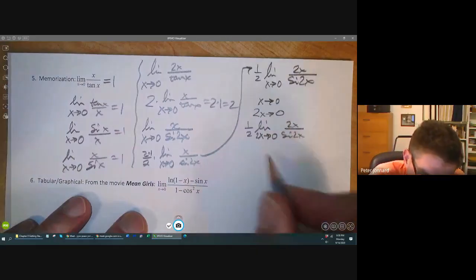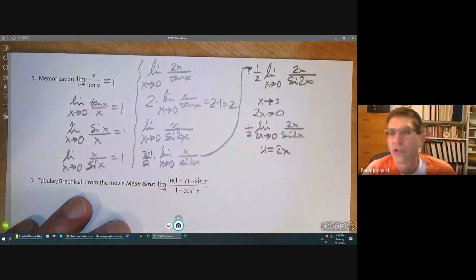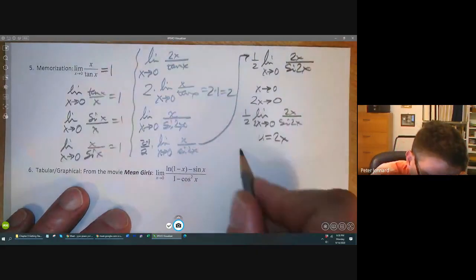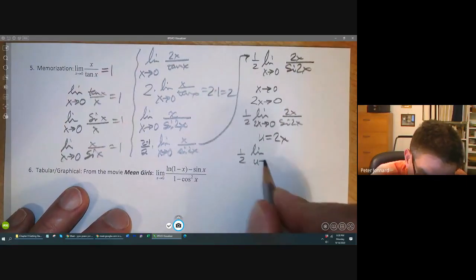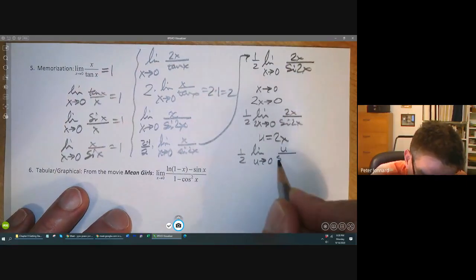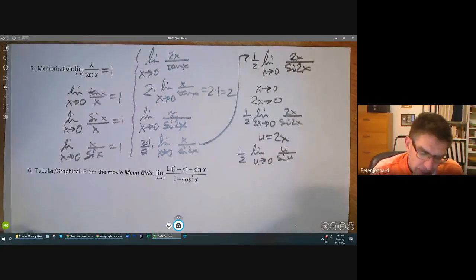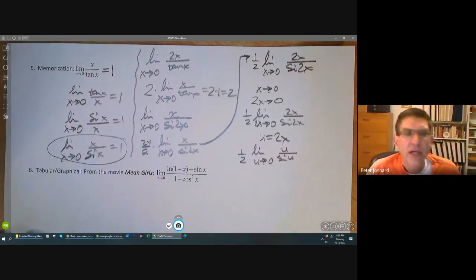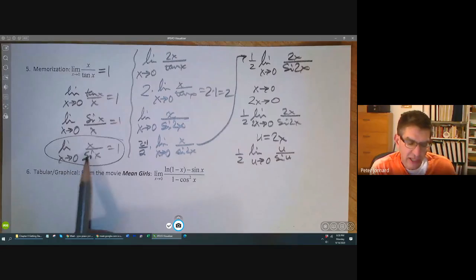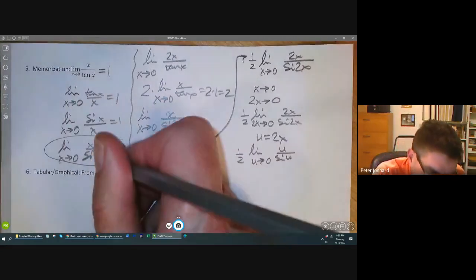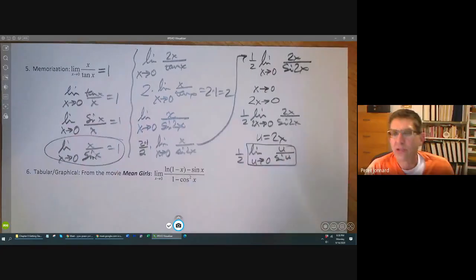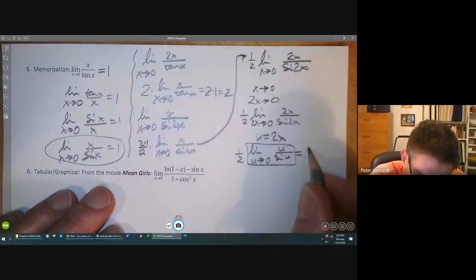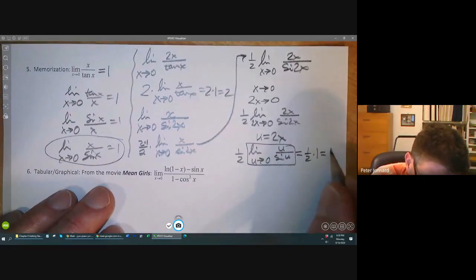I could do a u substitution, let u equal 2x. And then I could simply rewrite this as 1/2 of the limit as, notice, u approaches 0 of u over the sine of u. And that exactly matches what we said over here. Doesn't matter what variable I use. The limit as x approaches 0 of x over the sine of x. Doesn't matter at all. The answer is still 1. And so this piece right here is 1. And so we end up with a limit of 1/2 times 1, or 1/2.